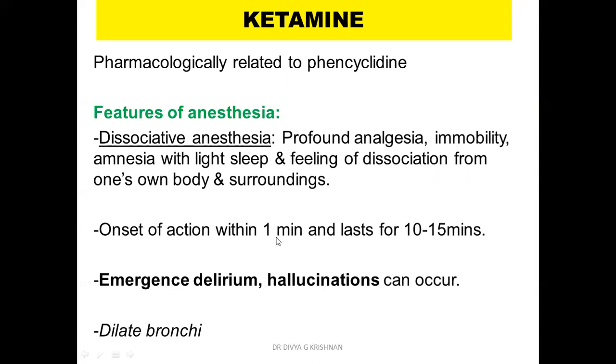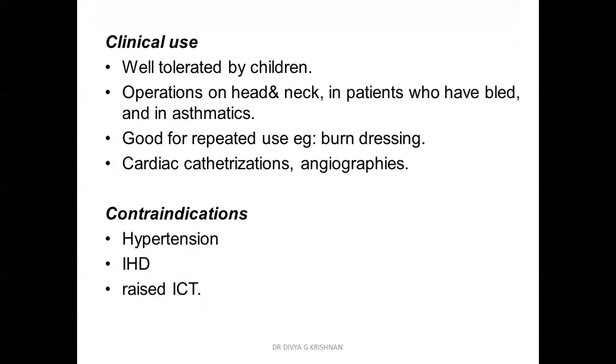The onset of action is within 1 minute and it lasts for 10 to 15 minutes. And one of the problems with this ketamine is that it can produce emergence delirium and hallucinations on recovery. It also dilates the bronchi. So what is emergence delirium? It is a confused behavior that is shown by the patients when they recover from ketamine. So the clinical use, they are mainly used as anesthetic agents in children because they tolerate it very well. They are used for operations on head and neck, in patients who have had severe bleeding, and in asthmatics. Why in asthmatics?